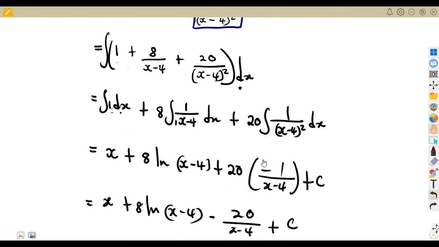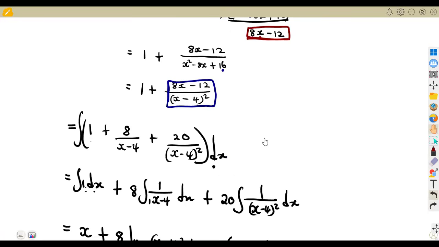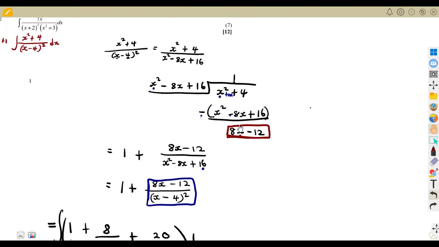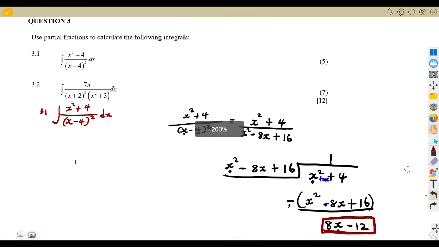A repeated linear, that's where the same bracket is being raised to a certain exponent. It's either to the exponent of 2, to the exponent of 4, to the exponent of 3, whatever you are given is called a repeated linear. You expand up to the end of that exponent that you are given. All right, that was our question 3.1.